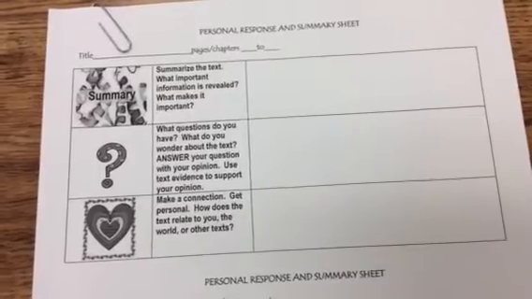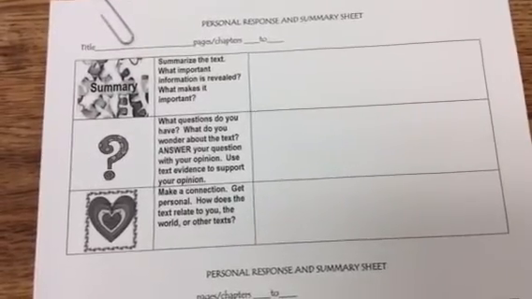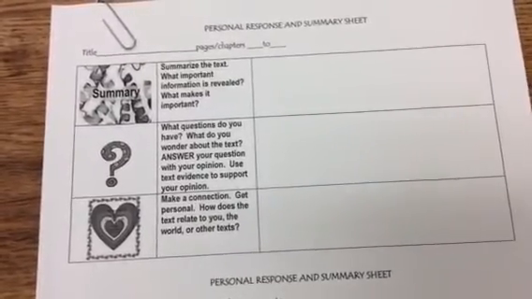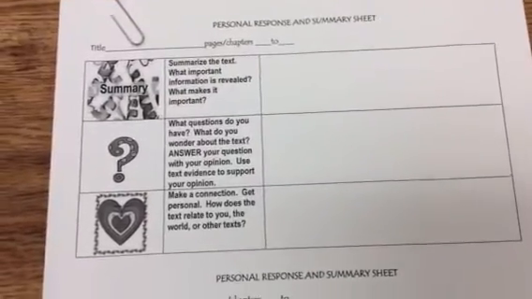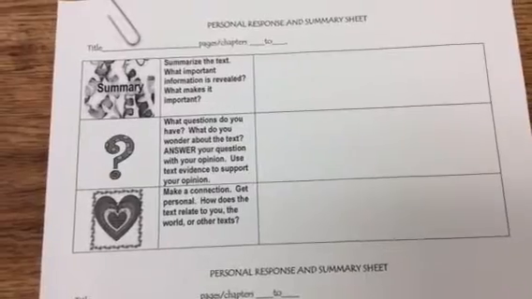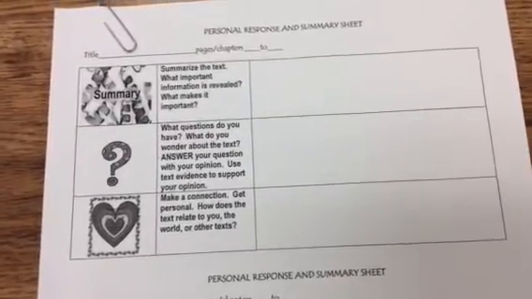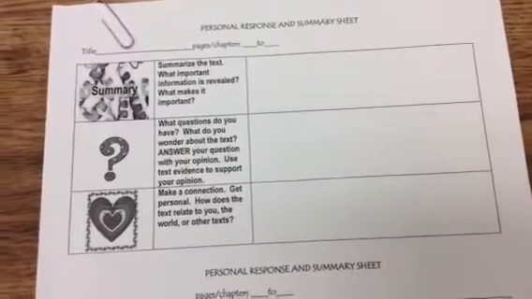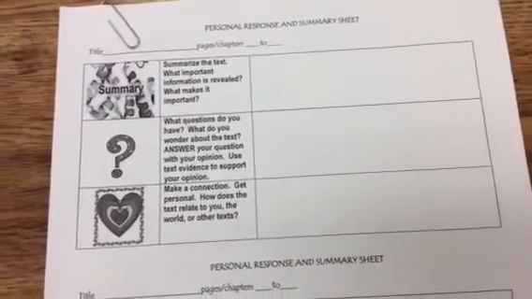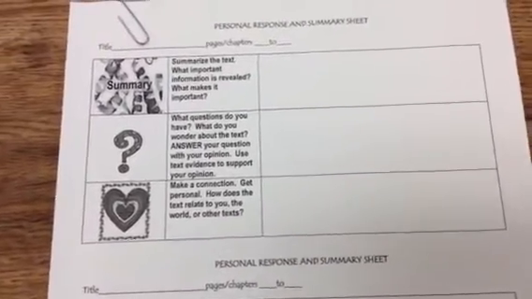You've got to make the connection as to why certain things are happening and what makes them important, and maybe even make a prediction. Then the question mark, what questions do you have? What do you wonder about the text? And then you have to answer your questions. You might not be right, you might not know. It's kind of a prediction actually, but you have to use text evidence to support your opinion, okay?